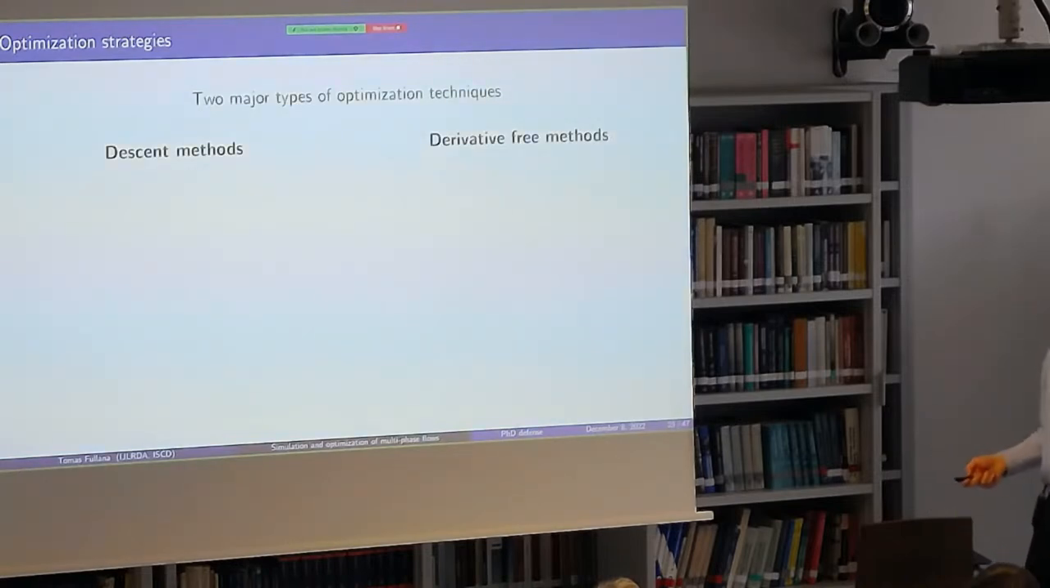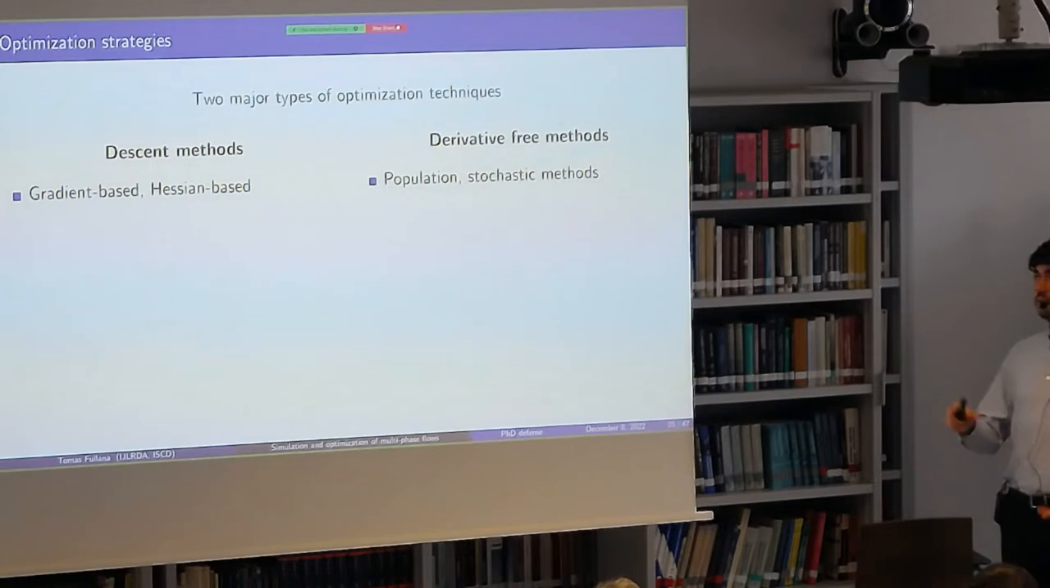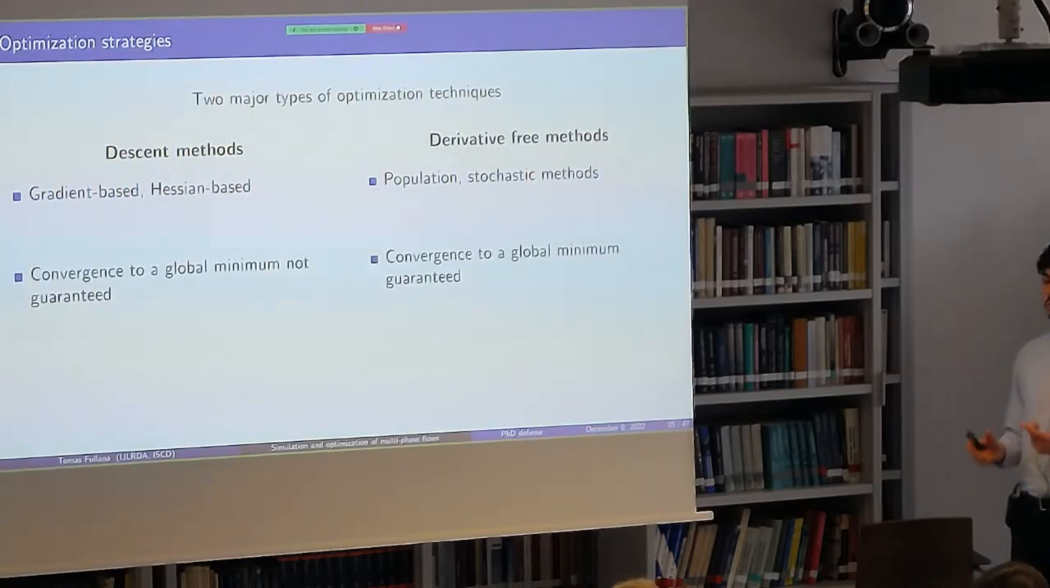Now, there are different optimization strategies. The first one are the descent methods, and the other ones are the derivative-free methods. Among the descent methods, we can cite the gradient-based or the Hessian-based ones. For the derivative-free, we have the population methods or the stochastic ones. Each one has its own pros and cons.